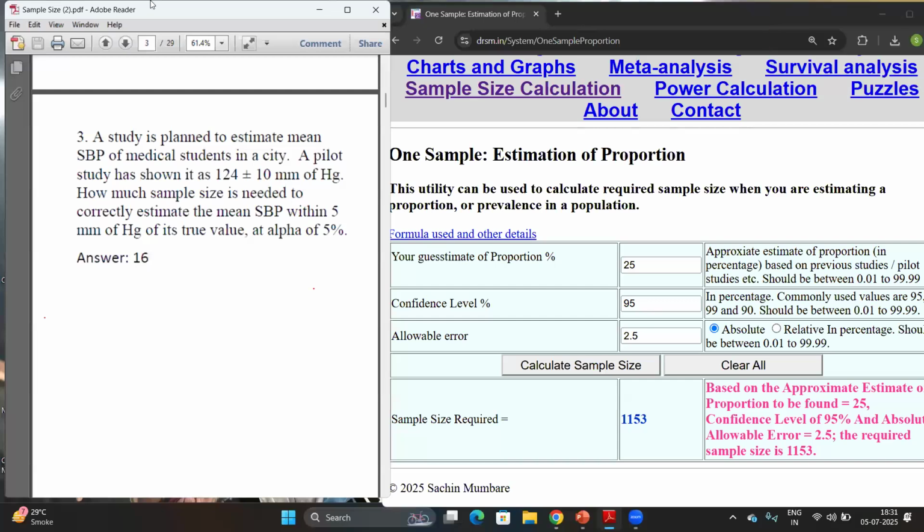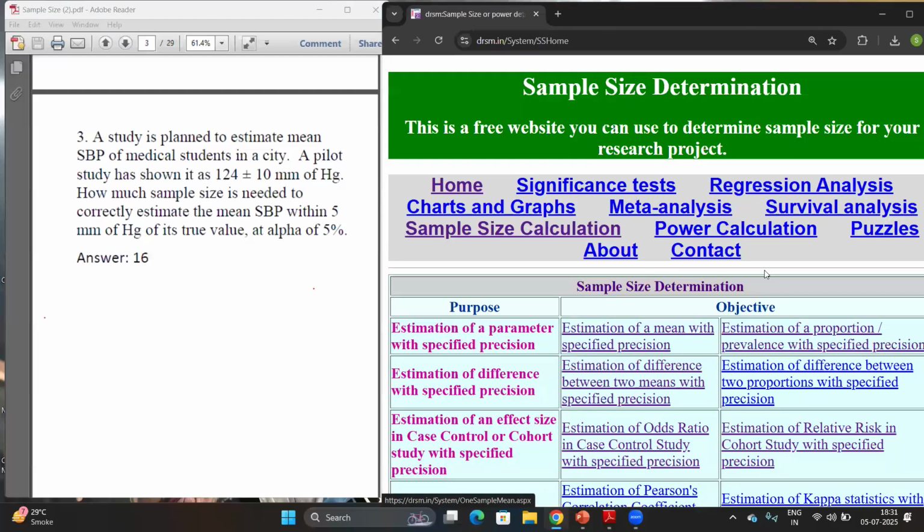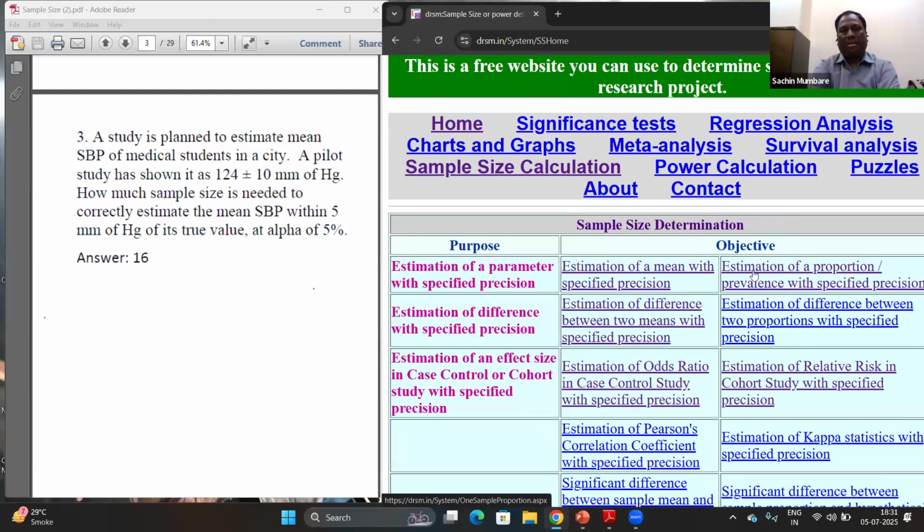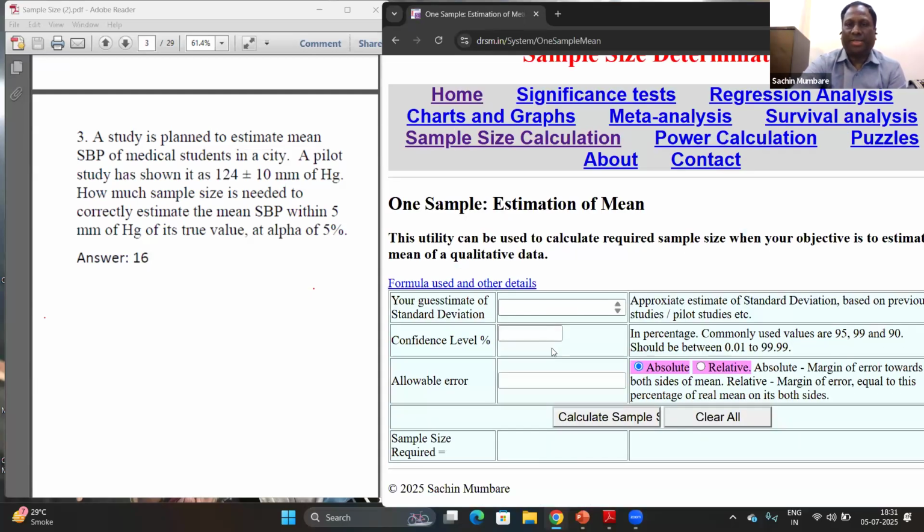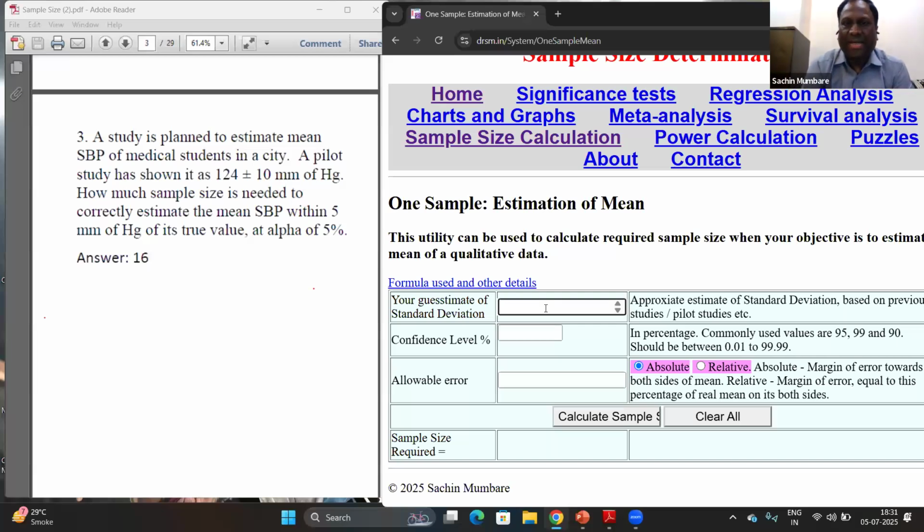So we'll go to the home page. Now here, what are we doing in this example? Estimating the mean. So we will use this estimation of a parameter with specified precision, first row, and this is the second column, estimation of a mean with specified precision. This link I will click. I'll be diverted to this page, and you have to just fill the things. Your guesstimate of standard deviation. How much is the standard deviation here? 10. Please remember, it's not the mean that is asked, because sample size depends on the variability.